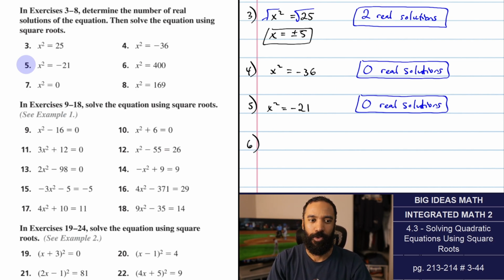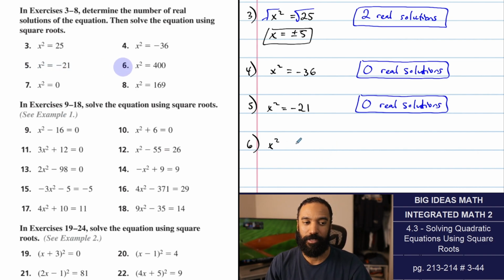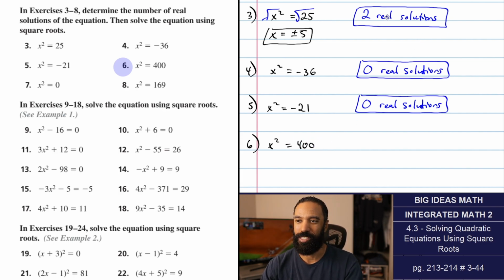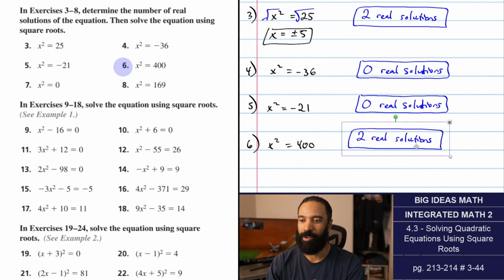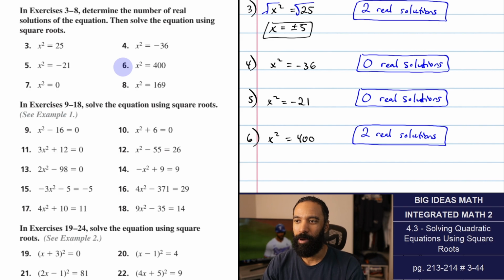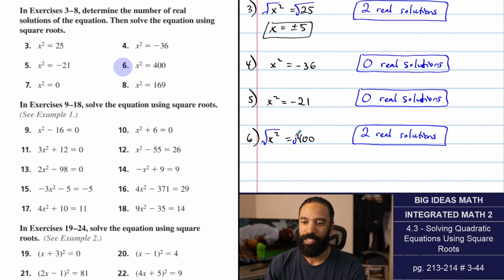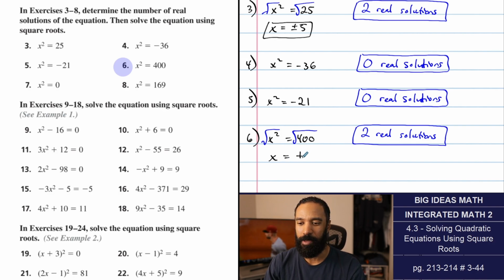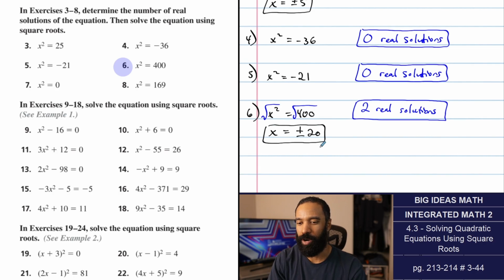Number 6, we have x squared equals 400. 400 being a positive number, we will have 2 real solutions. X squared equals 400, 2 real solutions, once again. Good old copy and paste job. Why not? Faster for me. You can just pause and move forward, but I will take the square root of both sides to solve this. The square root of x squared is the absolute value of x. Therefore, x would be positive or negative 20, 400 being a perfect square of the number 20.